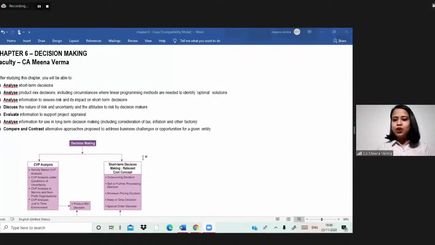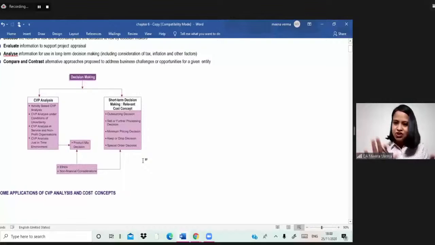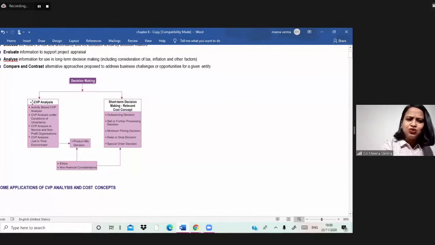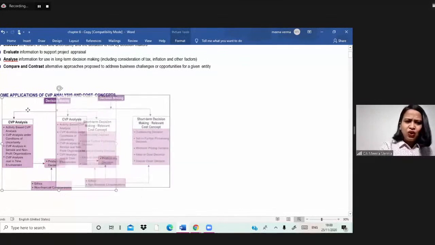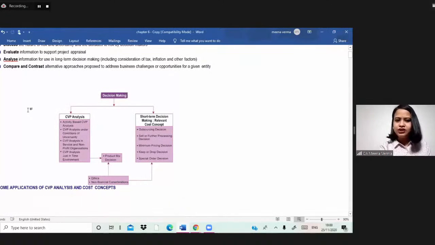So the chapter which we will cover in today's session is decision making. In this chapter, you will find that there are two things mentioned in the introduction of decision making. The first is something related to CVP analysis, and the second topic is short-term decision making.